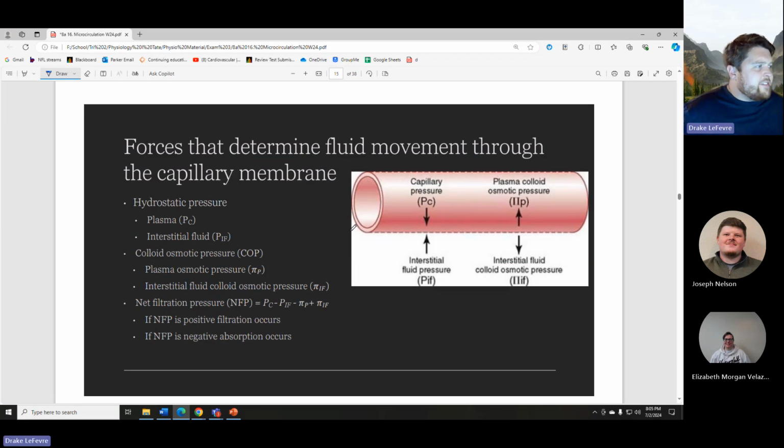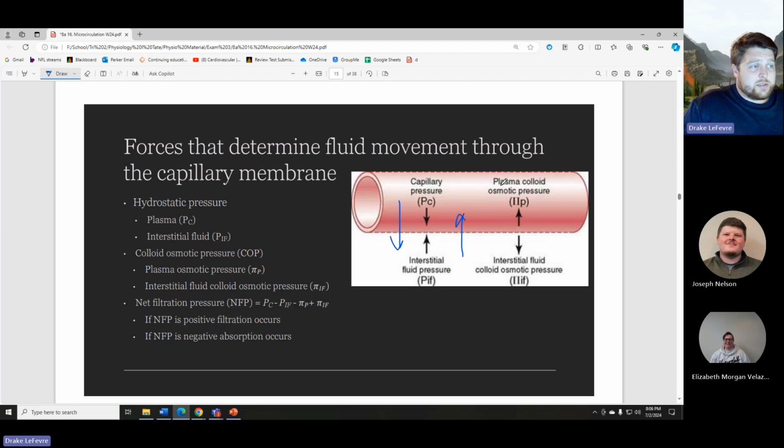Okay, on to the fun stuff. These are also going to have a handful of AKAs, so we want to start to remember this. We have what's called capillary pressure, AKA hydrostatic. We have capillary pressure, which is pushing from the inside of the capillary towards the outside. We have interstitial fluid pressure, which is from the interstitial fluid pushing back towards the capillary.